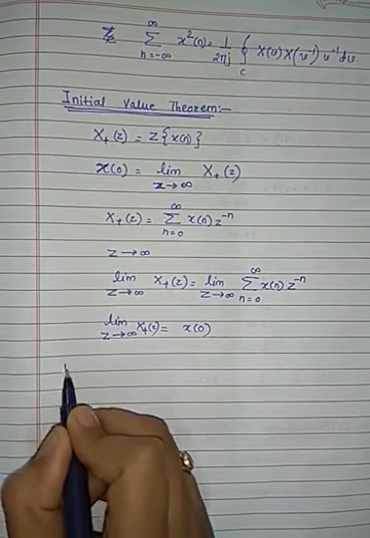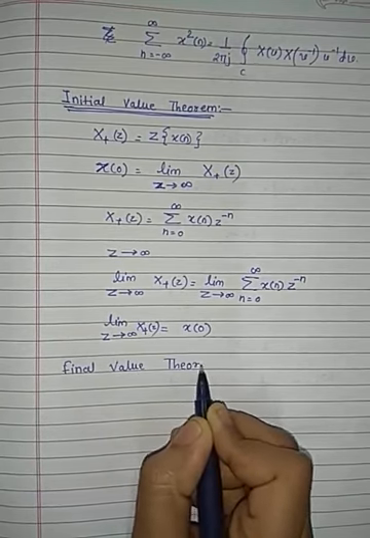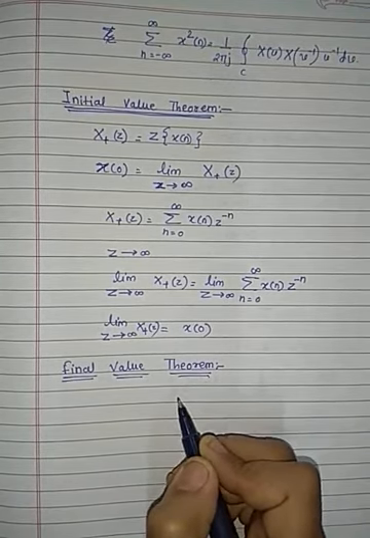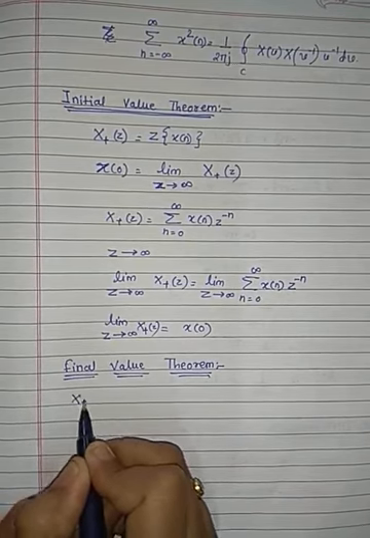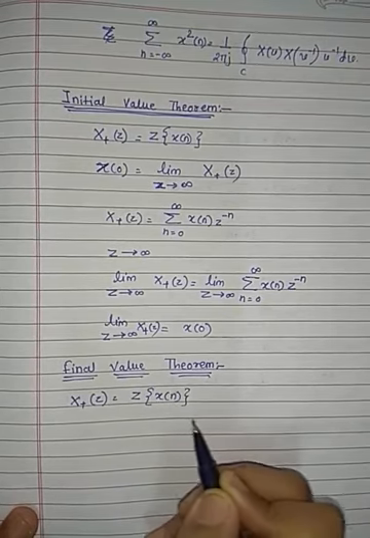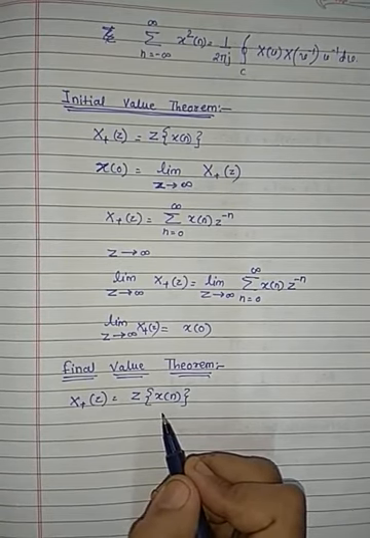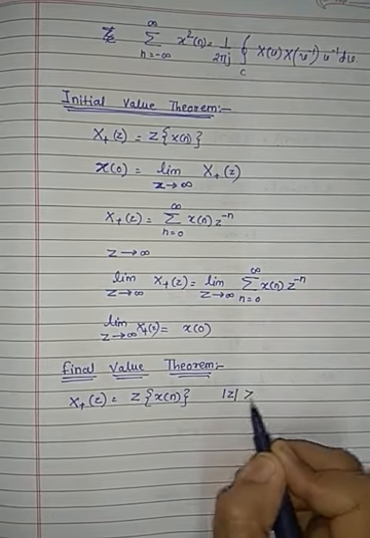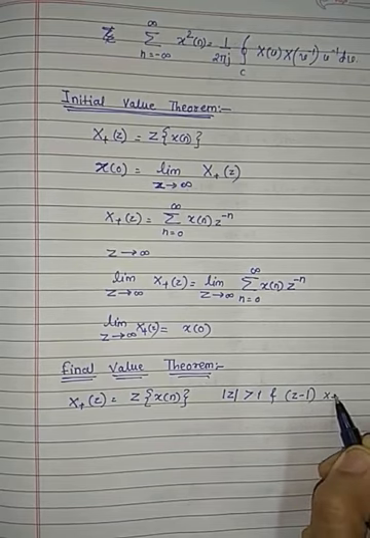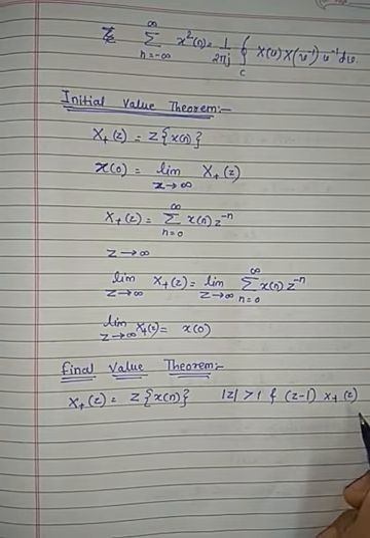Now what is the final value theorem? Okay, for the final value theorem, if X plus of z is equivalent to the z transform of x of n, where the ROC for X plus of z includes, but is not necessarily confined to, modulus of z greater than 1, and (z minus 1) X plus of z has no poles on or outside the unit circle. Okay, so this is the condition.